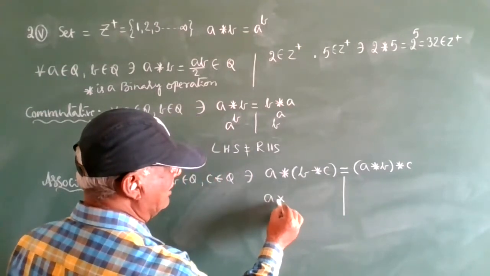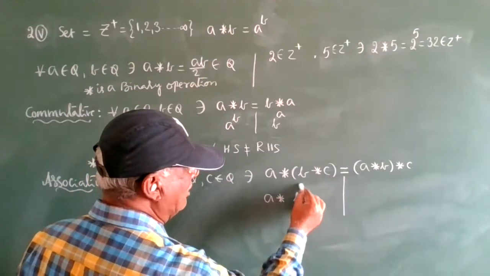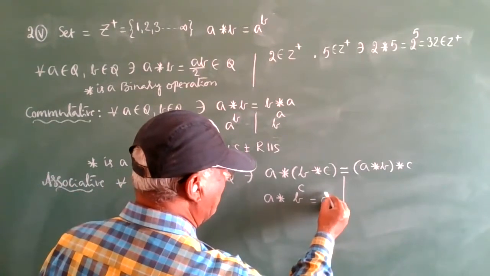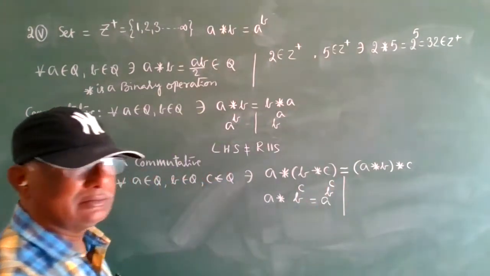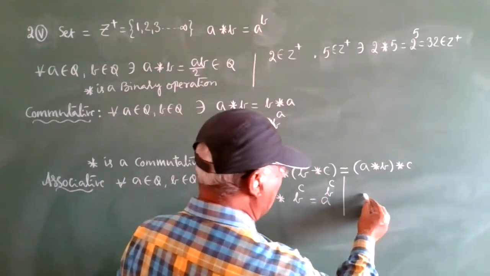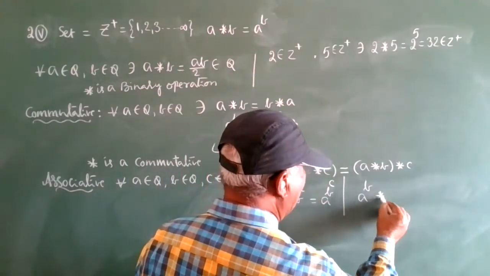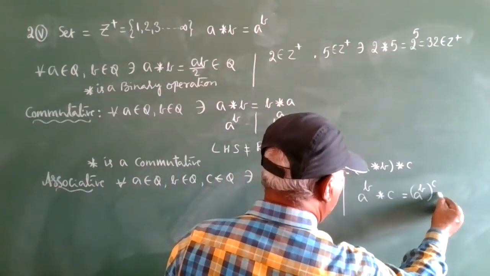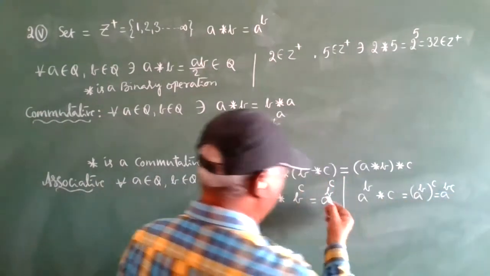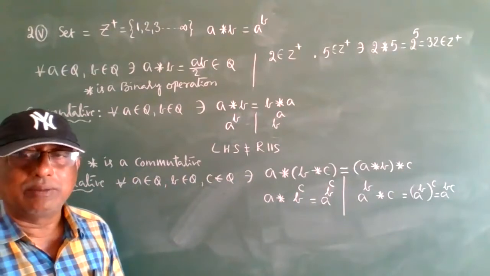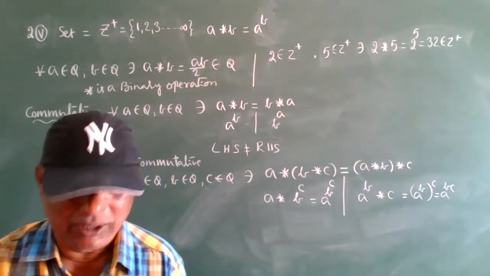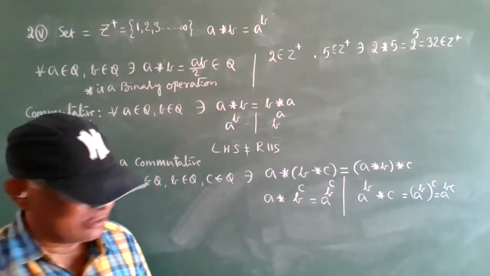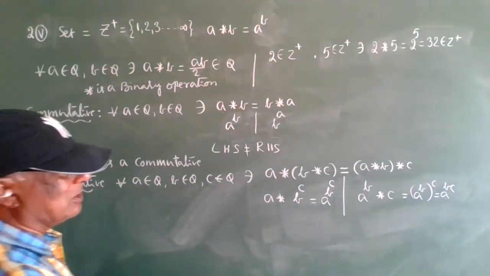So A star, first element to the power of second element. Again apply first element to the power of second element. A power of BC. Here it is C. A power of B star C. First element AB to the power of C. So this is A power of BC, but here it is A power of B power of C, not associative. One time check the answer, everyone. Not associative is correct.